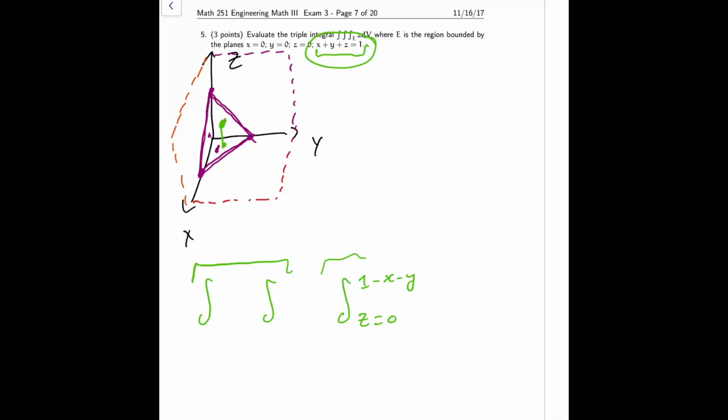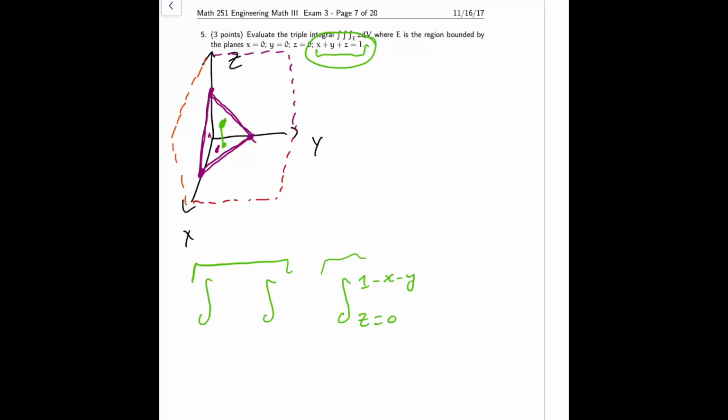So also, this plane, x plus y plus z is equal to 1, makes z a function of x and y. Same thing for x. It also makes x and y functions of z and the other variable. But I think just geometrically, looking at it, it makes sense to have the z integral on the inside. But like I said, it doesn't really matter for this problem.